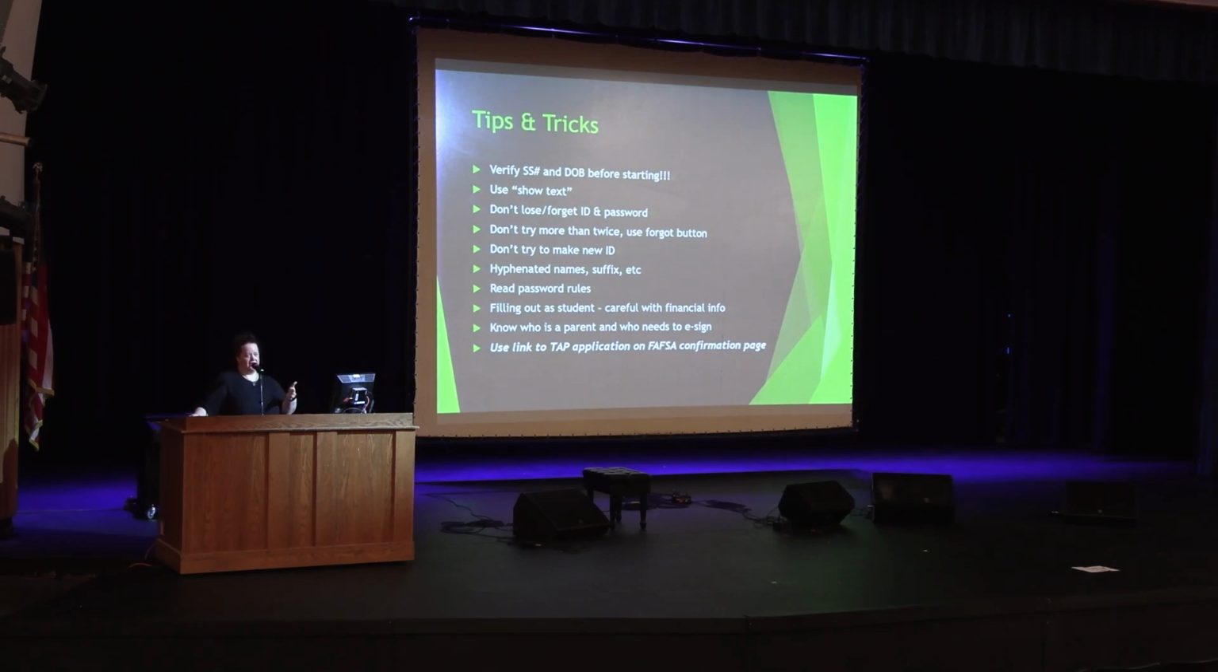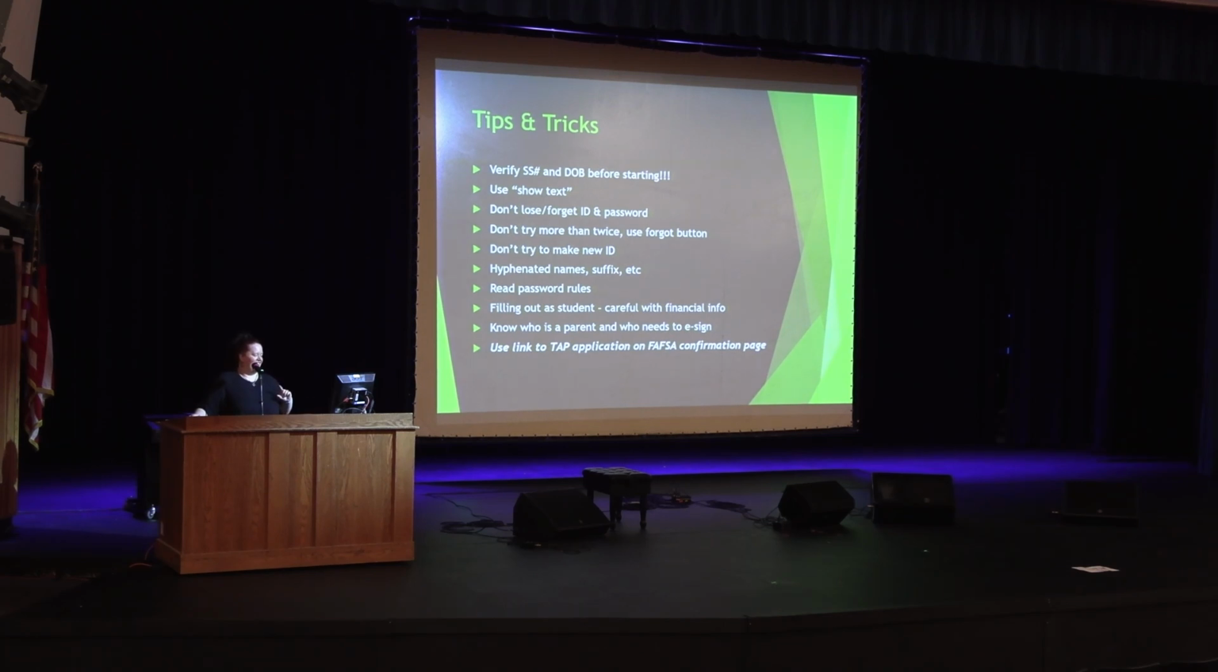And if there are parents who have already created an ID for an older student, you'll use the same ID. If you have younger students, you'll use it for them too. Don't try to make a new ID, only if you got your social security number wrong. If you forget when you're logging in, if you get the wrong password error, don't do it more than twice because it'll lock you out for 24 hours.